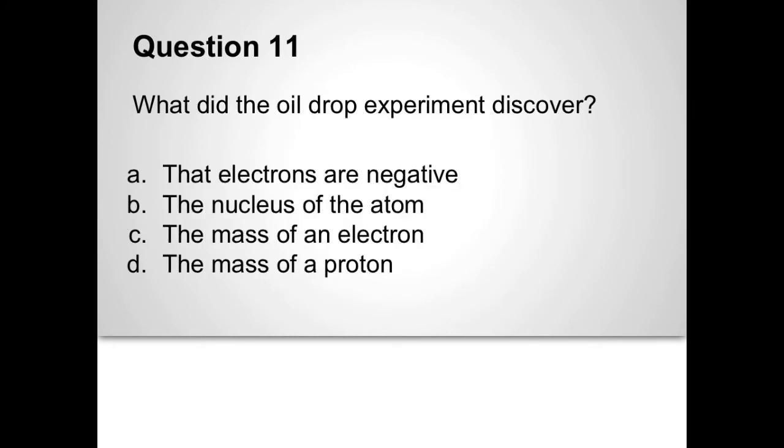What did the oil drop experiment discover? We just mentioned this. Okay, the mass of an electron was discovered as a result of the oil drop experiment. The negative nature of electrons was discovered in the cathode ray tube experiment. The nucleus was discovered in the gold foil experiment. The mass of a proton was not really discovered in any of these experiments.